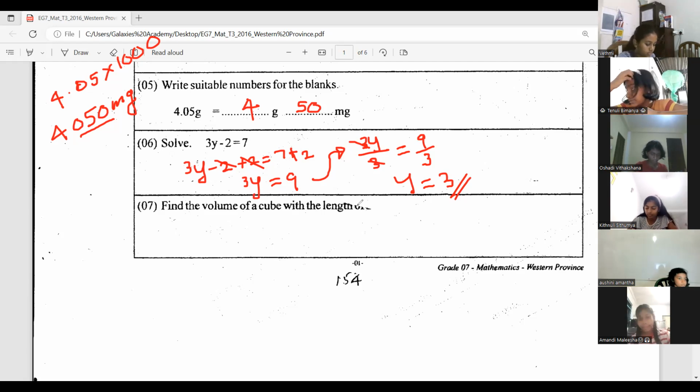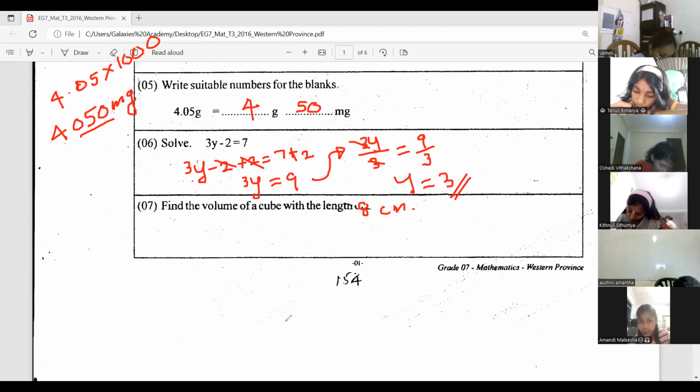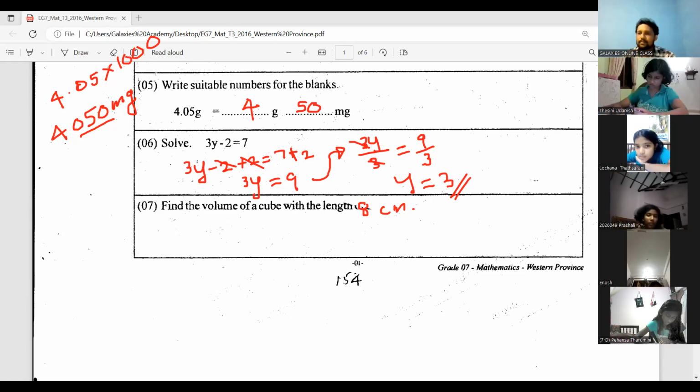Right. Next question. I think the last value you can't see, so you write it down. Find the volume of a cube with the length 8 centimeters. Right, quickly can you find the answer? Volume.